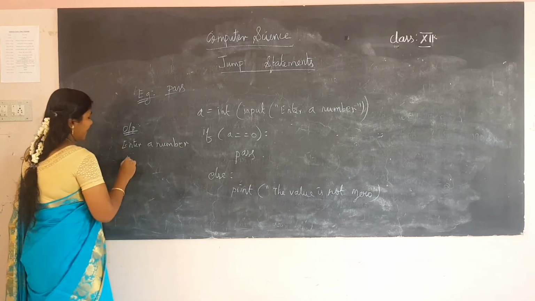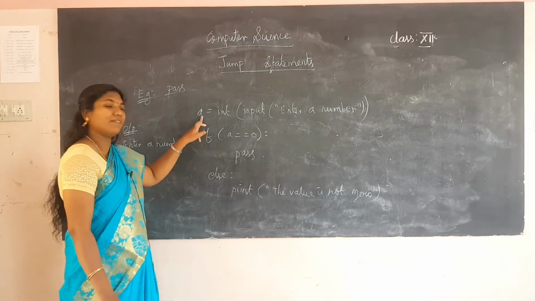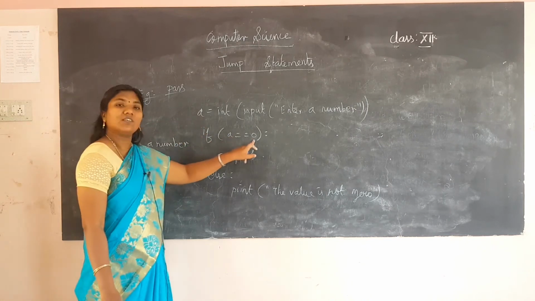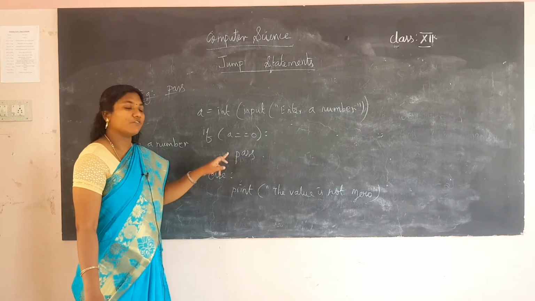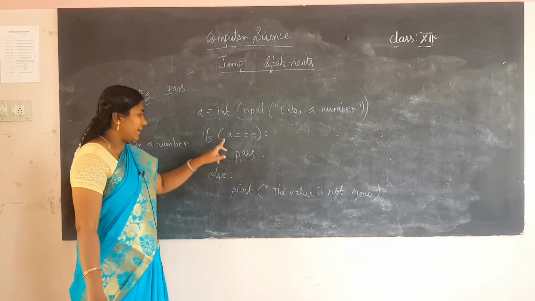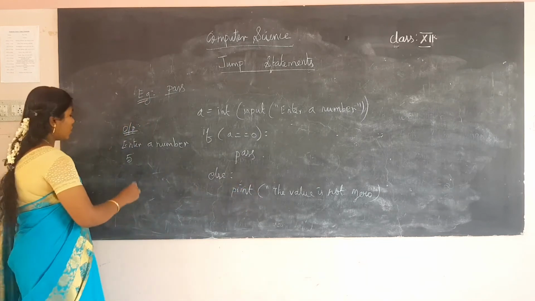So we will give any value. Suppose I am giving 5. Now A has the value 5. So 5 is equal to 0, whether the condition is true or false? The condition is false. So therefore it will go into the else part, and print the value is not 0.